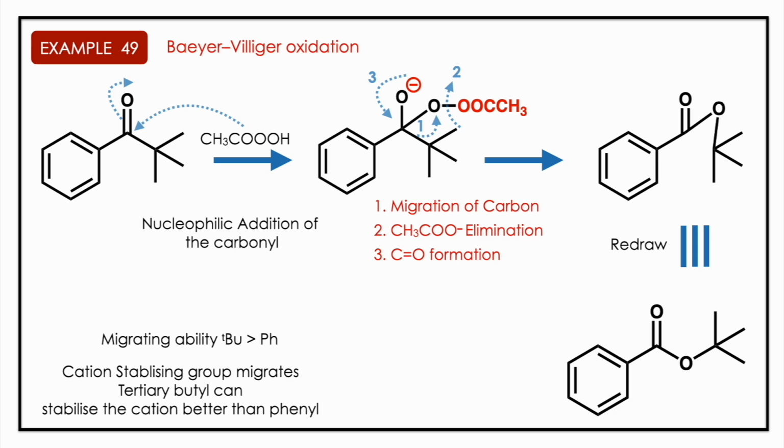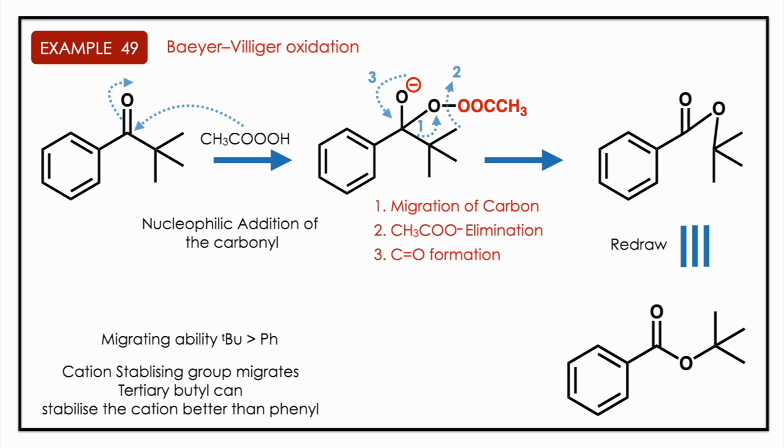So nucleophilic addition on carbonyl happens. You have a new CO bond and O minus. The addition leads to an unstable carbon, so one group should migrate to create stability. Which group migrates? Here it is the competition between phenyl and tertiary butyl. Tertiary butyl has the highest migrating ability.